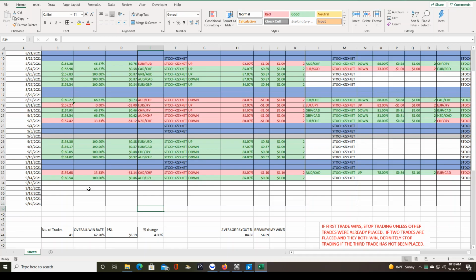And the percent change on the account, this number is actually pretty impressive considering it's been less than a month and the account has already grown 4%. So that's pretty encouraging. And the break-even win rate is 54%. We're well above that. So far, so good. Again, I trade a very strict binary options trading plan that I wrote myself. I will not say that it's proven profitable yet, not until we have reached 100 trades, but it is profitable so far.